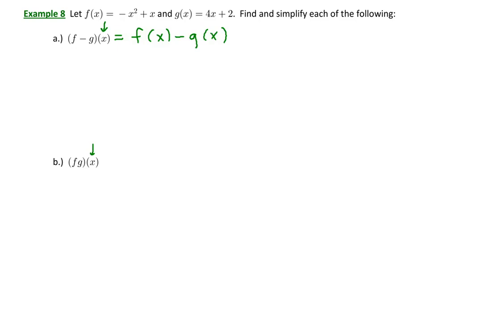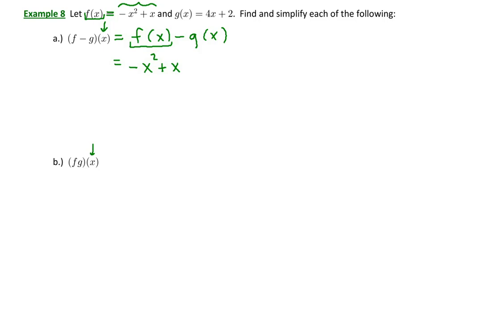So notice f of x is pointing me to this function. Because of this equals here, this function rule is equivalent to f of x. So they're interchangeable, right? So I'm going to completely replace this f of x with its function rule, which is going to look like negative x squared plus x. Remember, f of x does not mean f times x.